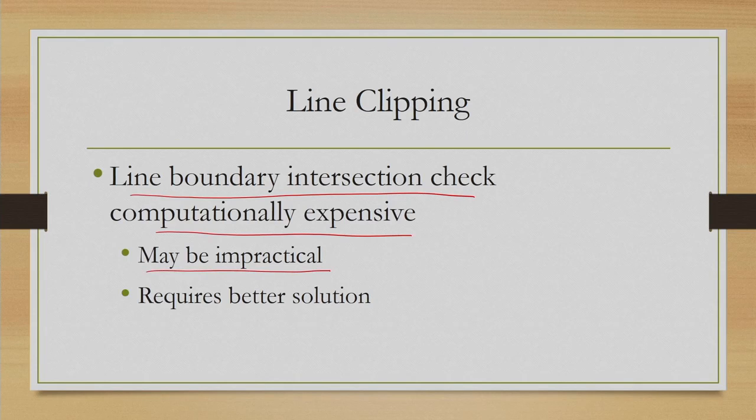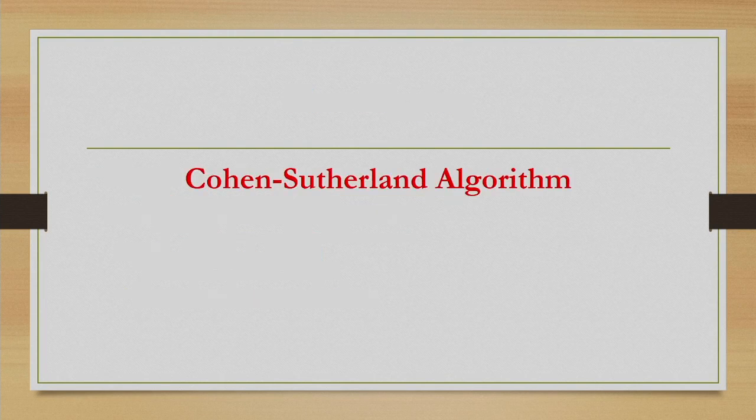So, we require some alternative, some better solution. One such solution is provided by an algorithm called the Cohen-Sutherland algorithm. Let us go through the steps of the algorithm.